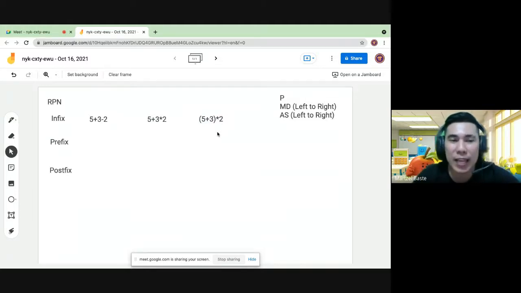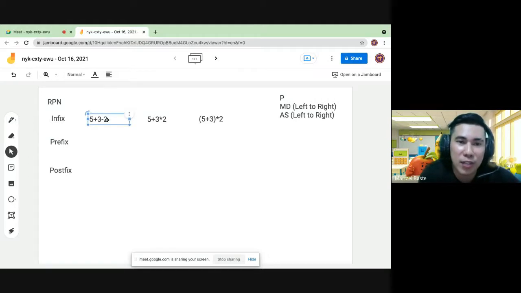So again, from this infix notation, if you are going to evaluate it, you have here 5 plus 3 minus 2. So left to right lang ka. 5 plus 3 is 8, minus 2, 6. Correct? Okay, how about this one?